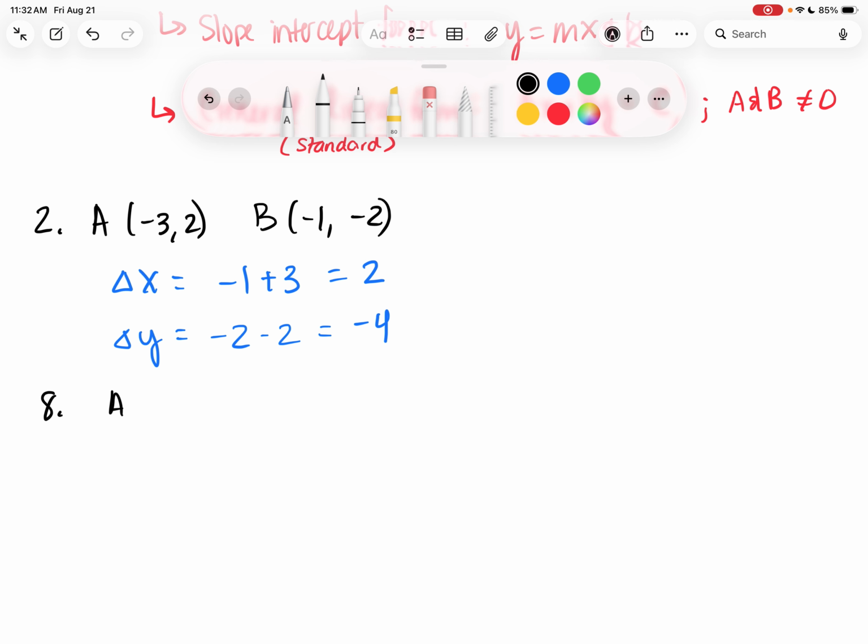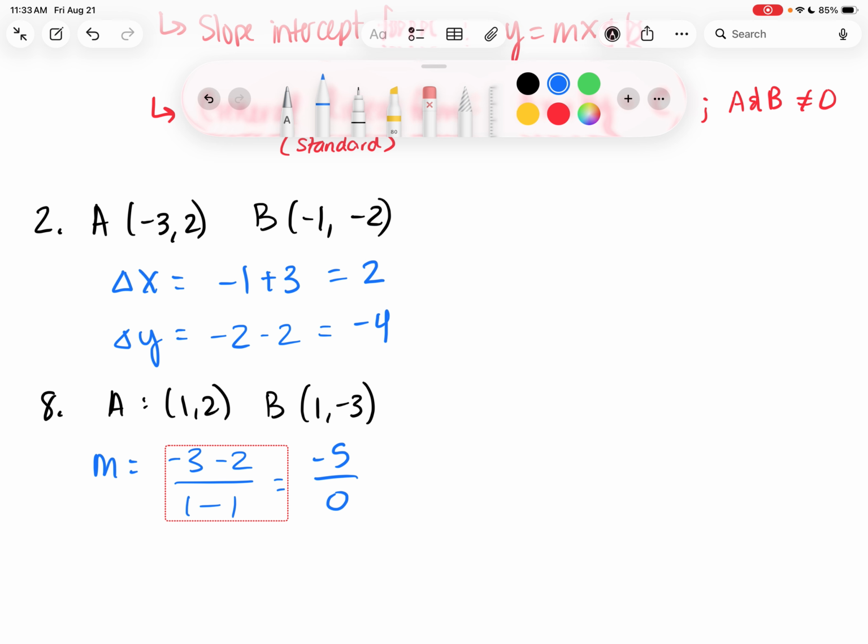So number 8, we have A is the point (1, 2) and B is the point (1, -3). So slope, we've got negative 3 minus 2 over 1 minus 1. So we've got negative 5 over 0. And what does that mean? Undefined. Yep, so if 0's on the bottom, it's undefined. And remember, if 0's on the top, it's a 0 slope.